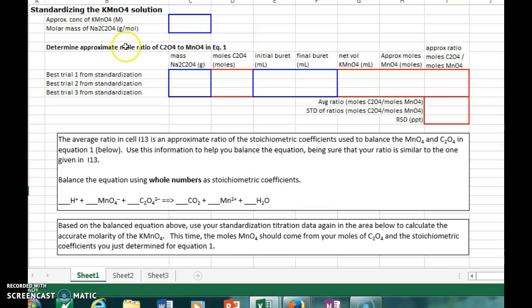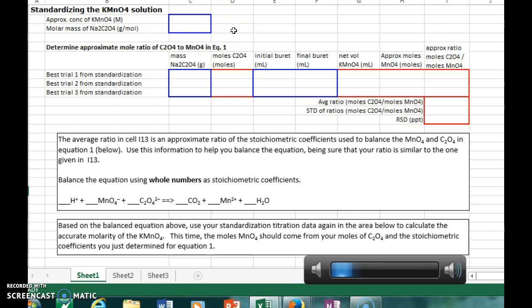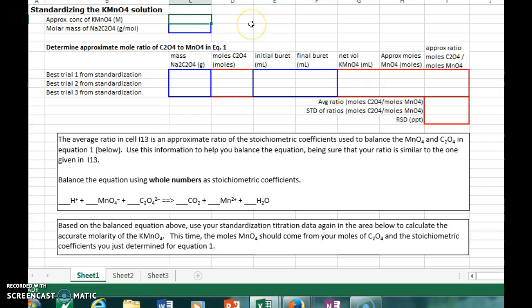Okay, we are going to go through the first part of the spreadsheet for KMnO4 titration. So what we're doing this first week is making sure that our concentration of potassium permanganate, which is the purple solution, is close to what it should be. It's supposed to be around 0.01 molar. So that's what you're going to put in to cell C5, 0.010.